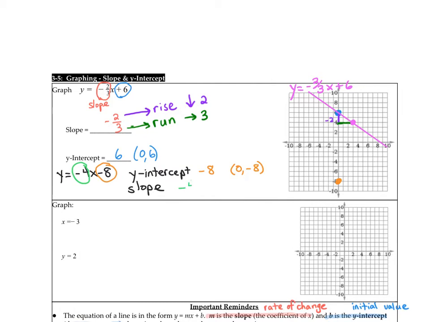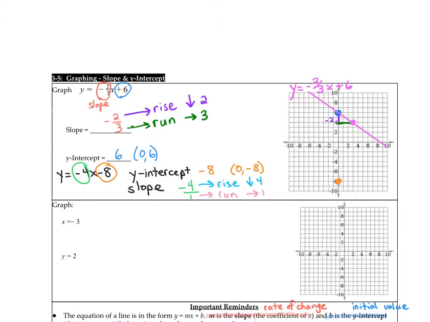So the slope is negative 4, and since it's an integer, you need to turn it into a fraction, so it needs to be negative 4 over 1. What that means is that the rise is negative 4, which means you go down 4, and the run is positive 1, so you're going to go to the right 1. Here's the problem. When you try to go down 4, you go off the grid and you don't have enough space.